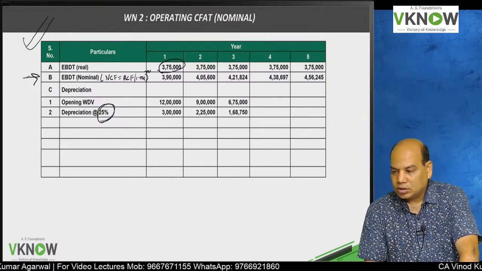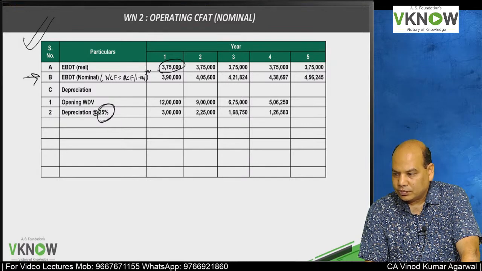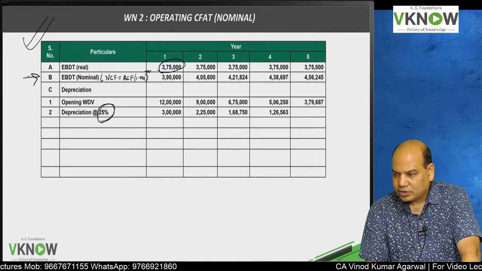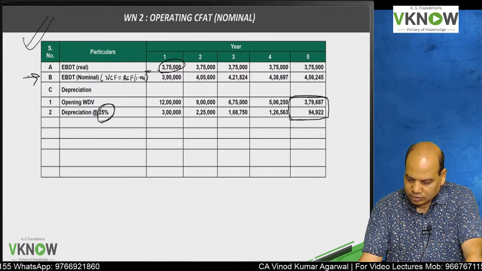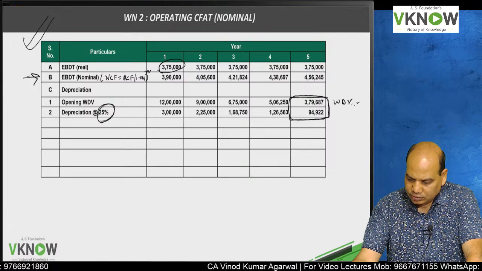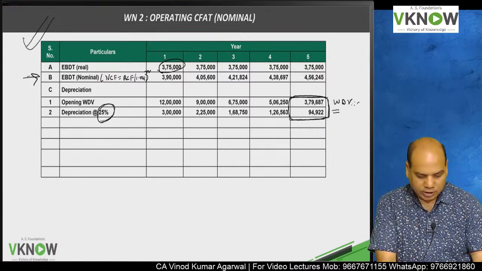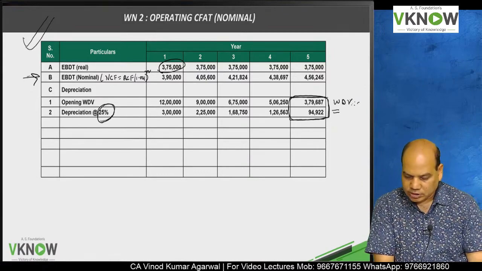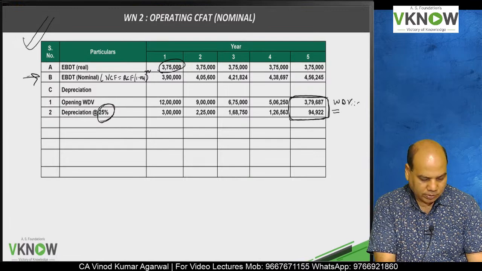Divide by 4, 168,750. Next year 5,06,250. Divide by 4, 126,563. Last year 379,687. Divide by 4, 94,922. Wait a minute. What will be WDV after 5 years? Can you please calculate WDV for me? I will require that in the main answer. 379,687 minus 94,922.